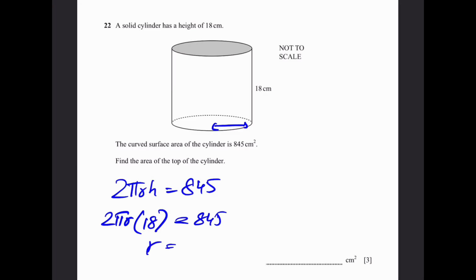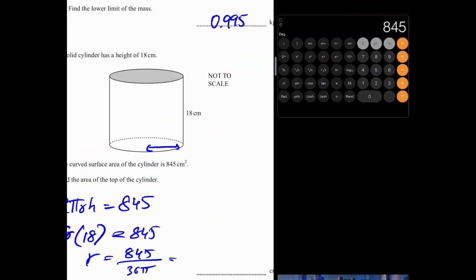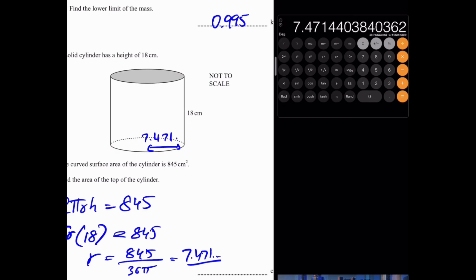So r is going to be 845 by 36 pi, which is, getting our calculator out, divide by 36, and now divide by pi to get 7.471... I'm writing the 3 decimal places because we haven't finished the answer yet. So now we know the radius, which is 7.471.